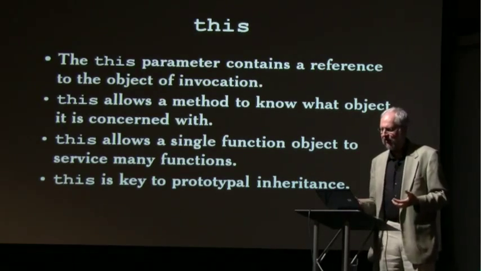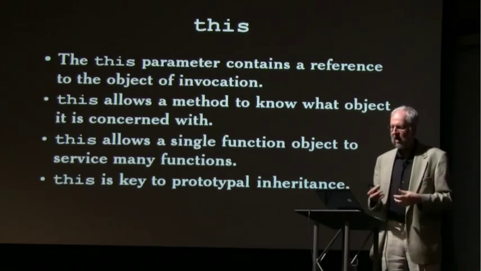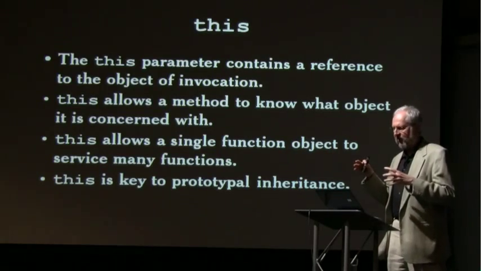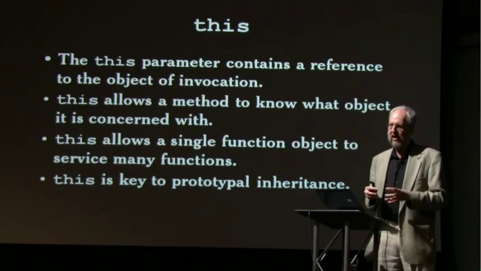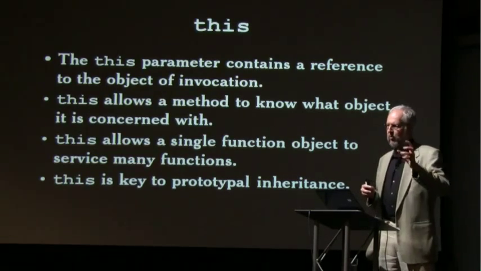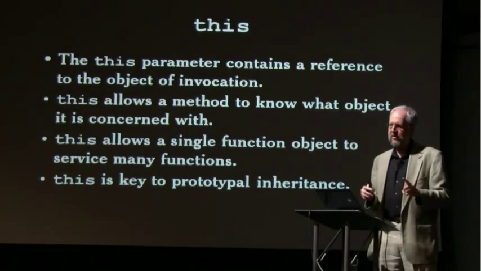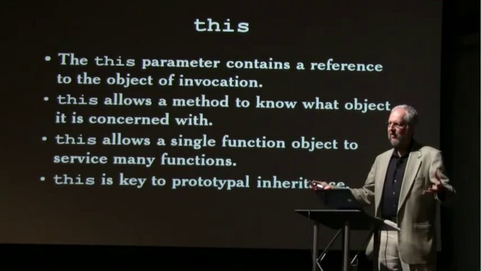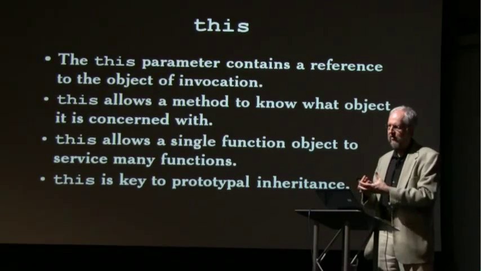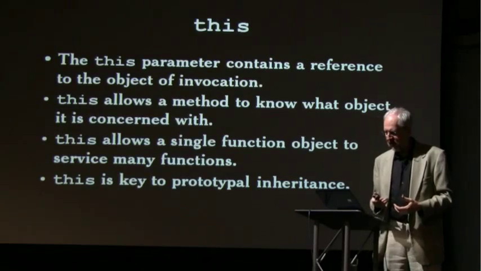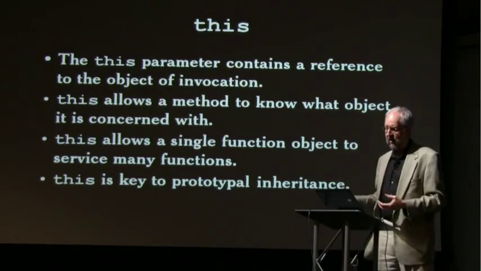So what is this? This parameter contains a reference to the object of invocation. This allows a method to know what object it is concerned with. It allows a single instance of a function object to service many functions. You can take a single function object and store it in lots of different objects, or put it in lots of prototypes and allow it to be inherited by even more objects. And there's just one instance of the function in the system, but all of those objects think that they have that method, and they will do the right thing with it because they use this to figure out what object they should actually be manipulating. So this is the key to prototypal inheritance. Prototypal inheritance works in this language because of this.